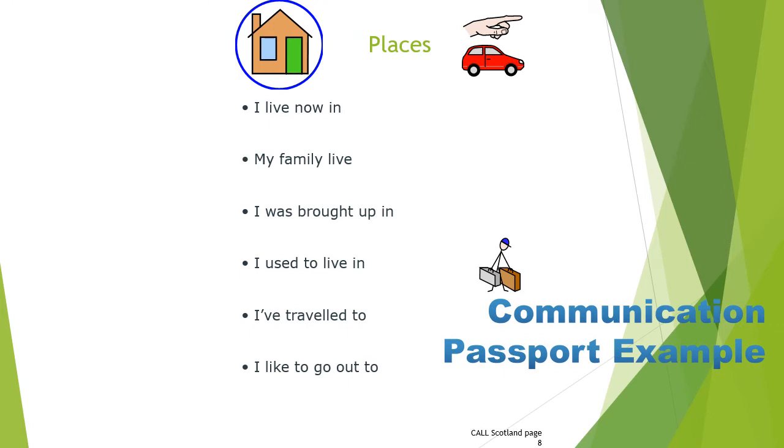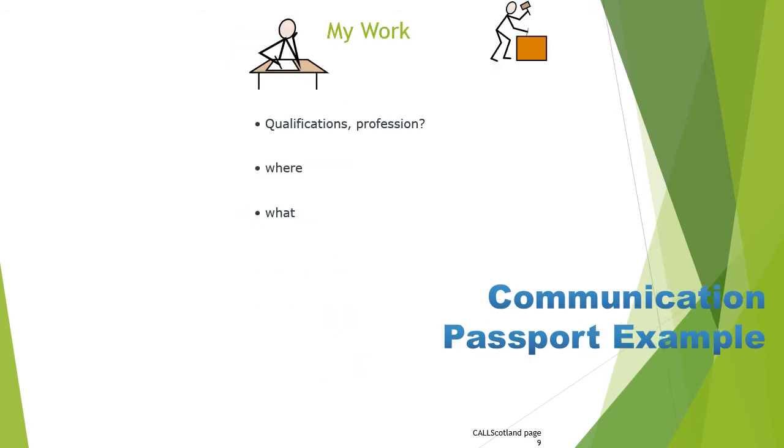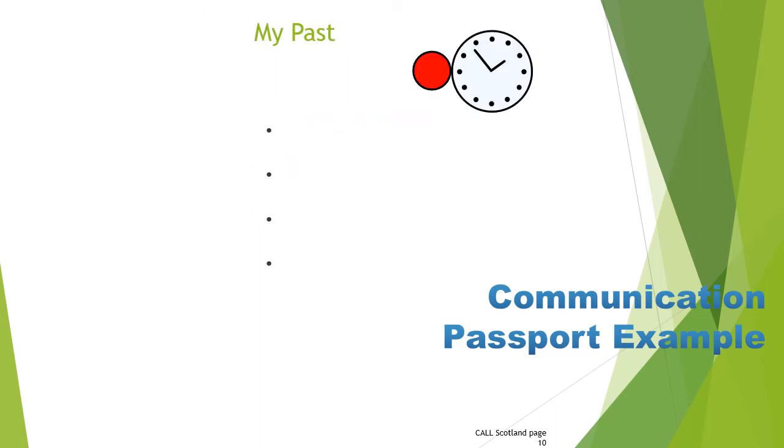This page is about places, so where they live, where the family live, where they were brought up, where they used to live, where they've travelled to. They like to go out to different places, so all this is important to find out. This page is about work, so where they work, what qualifications, what profession they've had or they do, and what they do in their job. This page is about their past, so you can put information on there about what's happened in the past.